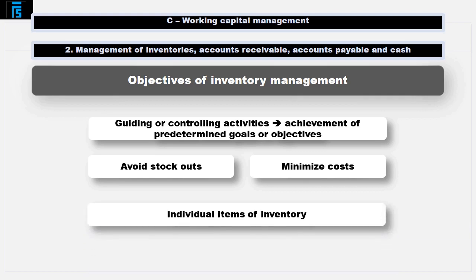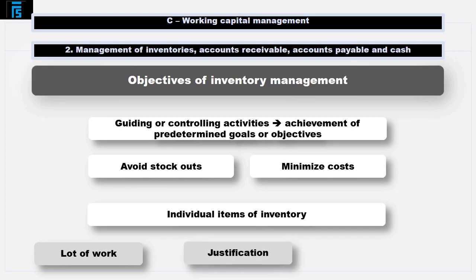In order to achieve these aims, rather than thinking of inventory in total, as was the case in the working capital cycle presentation, we need to think about each individual item of inventory. Potentially, this will entail a tremendous amount of work, and in some cases the time and effort required to manage an item may not be justified given the relatively low value of the stock item itself.